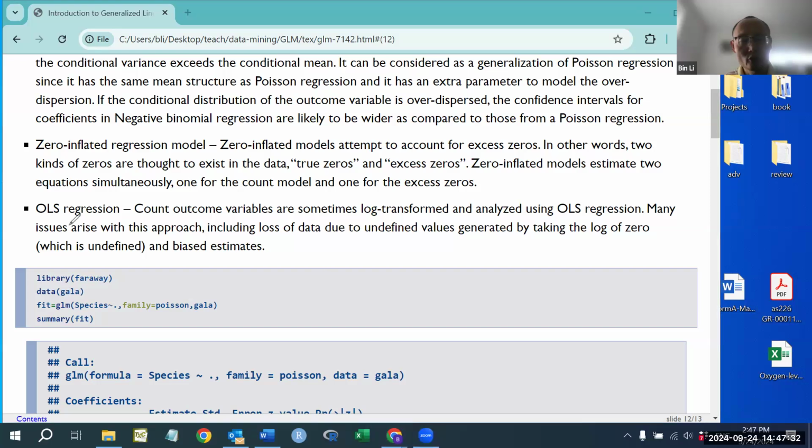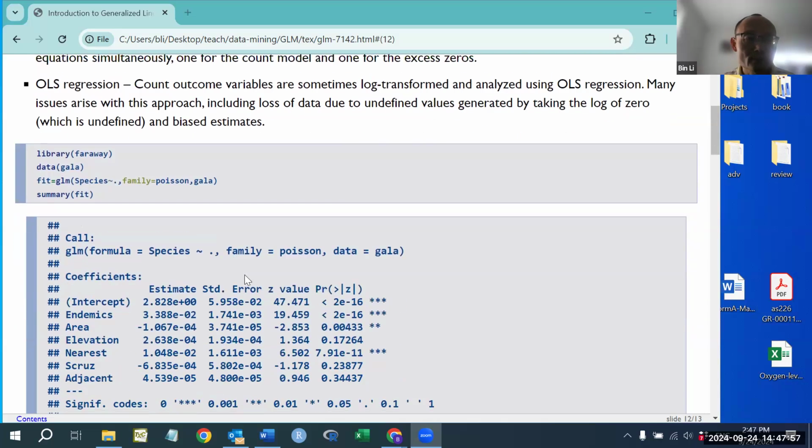But if you still want to use that, then we usually use the log of Y plus 1 instead if we have zero counts. So in that way, we can avoid the problem caused by zero counts by adding 1. Okay, so this one is not recommended, but still, this is simple. Sometimes people like to use this.